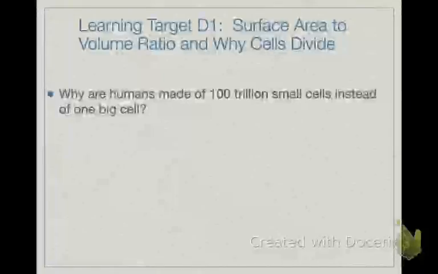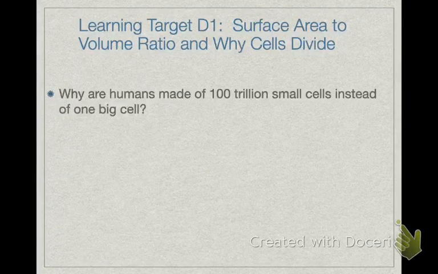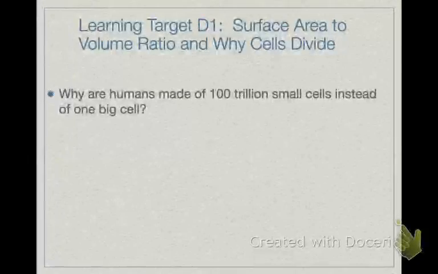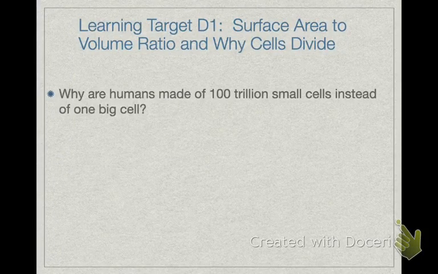Today we're going to be talking about learning target D1, which is surface area to volume ratio and why cells divide. And really what we're going after today is the big question that we started talking about last week.